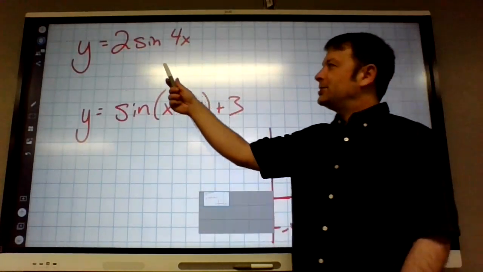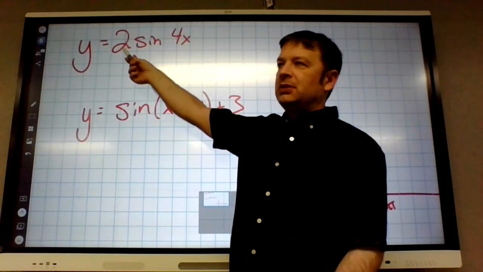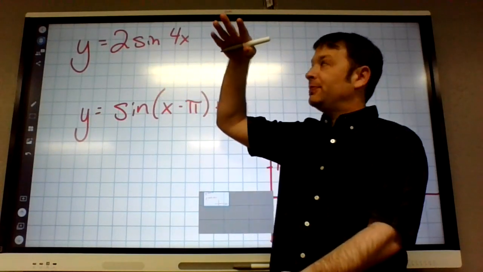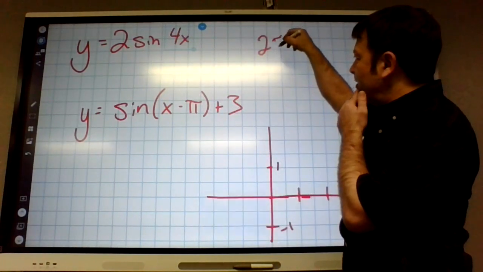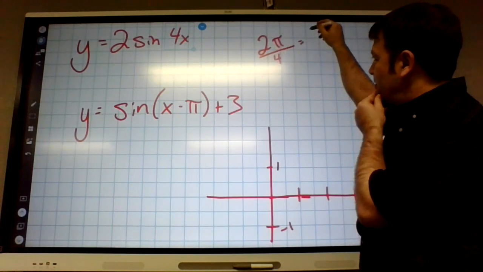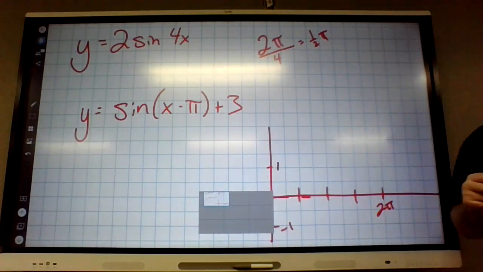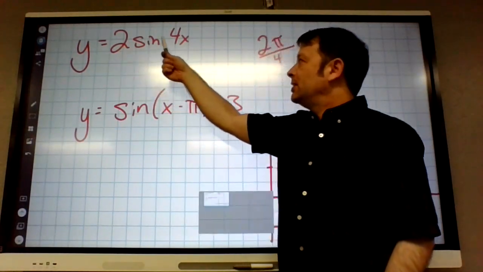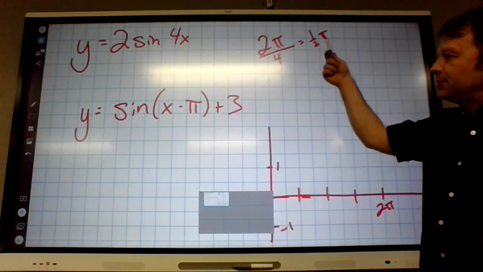Okay, so what does this 2 do to the graph when you put it in front? It's the amplitude. That tells you you're going to go up 2 and down 2 from the middle. What does the 4 do? Well, normally a period is 2 pi. When there's a number in front of the x, you do 2 pi divided by that number, and that would give you the period. So the amplitude is 2 for this one, and the period is 2 pi divided by 4, which is a half a pi, or pi over 2.